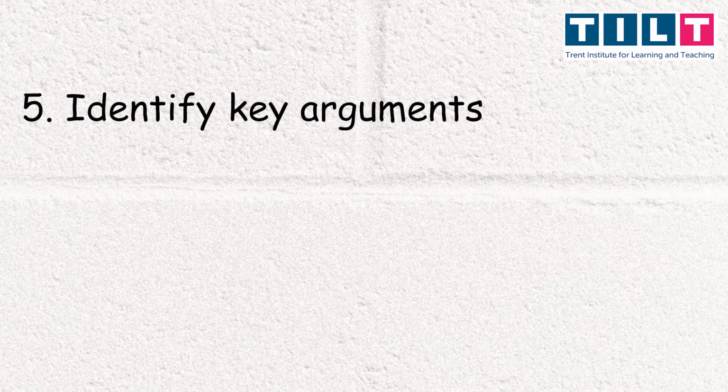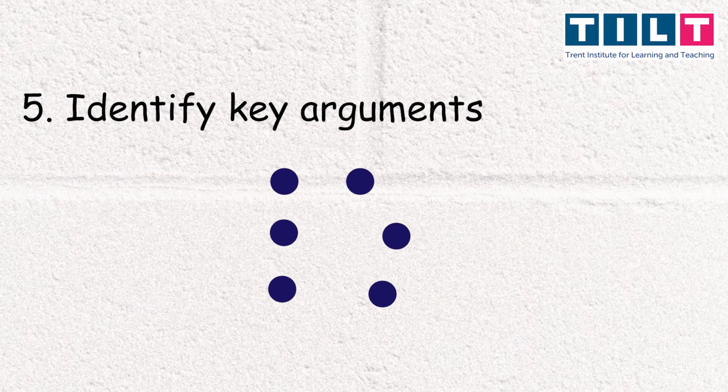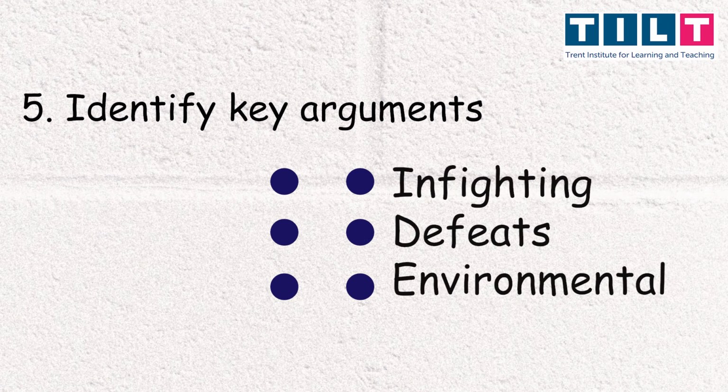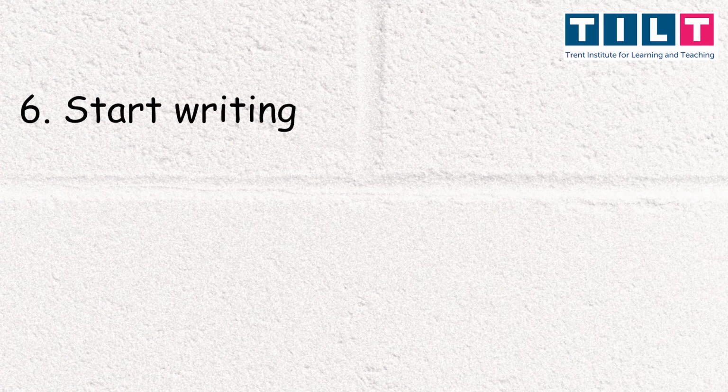Let's now, point 5, focus more carefully and closely on the next stage. Once we've made our notes, we would then gather these notes into key arguments. So for example, we might decide to have one paragraph on infighting within the empire, another on military defeats by the empire's enemies, perhaps another on environmental factors limiting the empire's expansion, and so on. Then, when we've got it all out, we can go ahead and start writing.